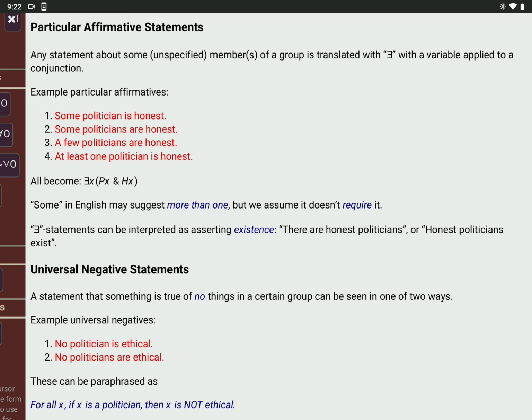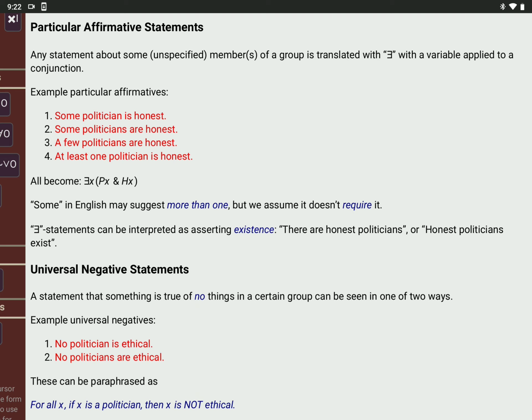There's at least one value of x where it's both true that x is a politician and it's true that x is honest. So that means there's at least one thing that's both a politician and honest. So in this class, "some" doesn't mean more than one, it means at least one. Now in English, sometimes "some" at least suggests that there's more than one, but we're going to interpret "some" in this class. It just means at least one.